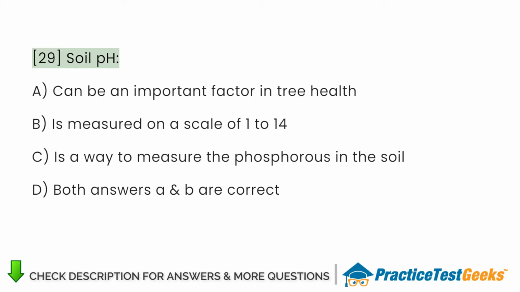Soil pH. A. Can be an important factor in tree health. B. Is measured on a scale of 1 to 14. C. Is a way to measure the phosphorus in the soil. D. Both answers A and B are correct.